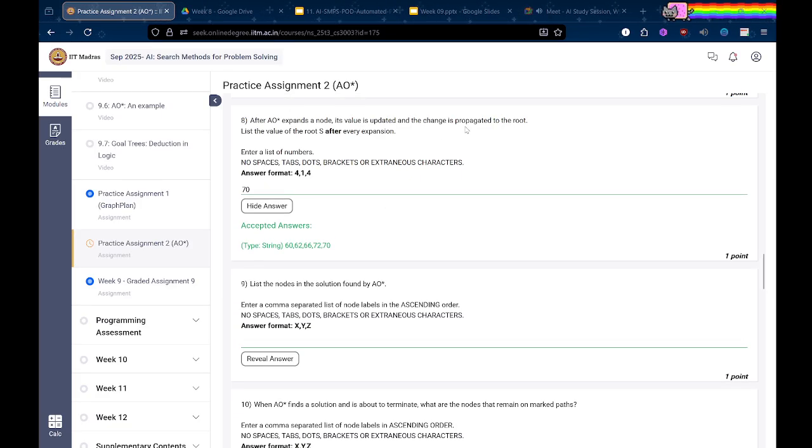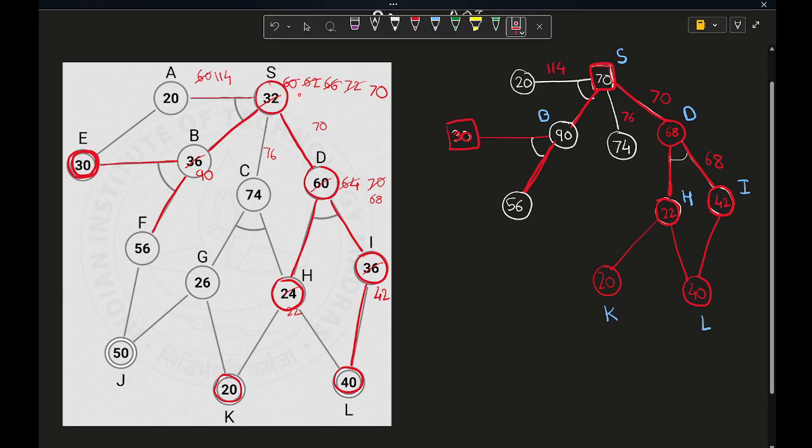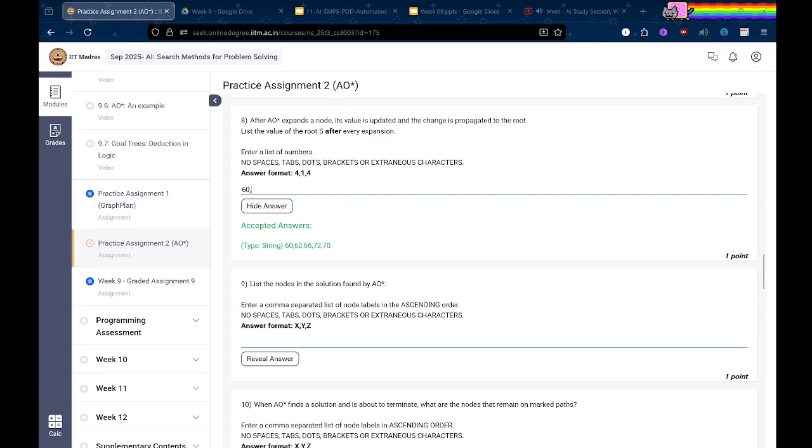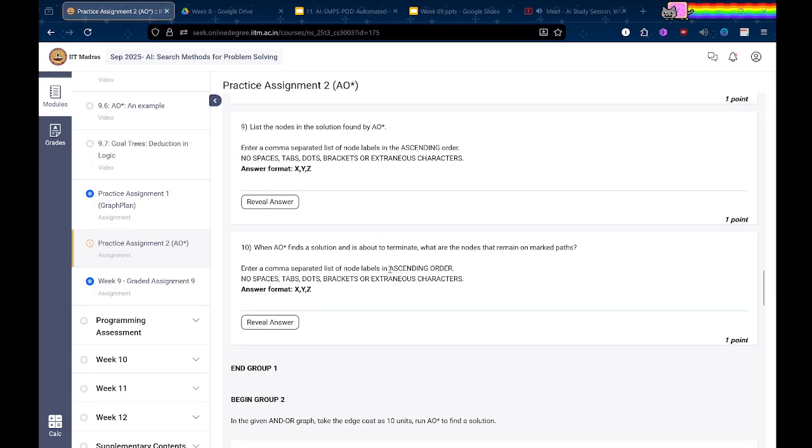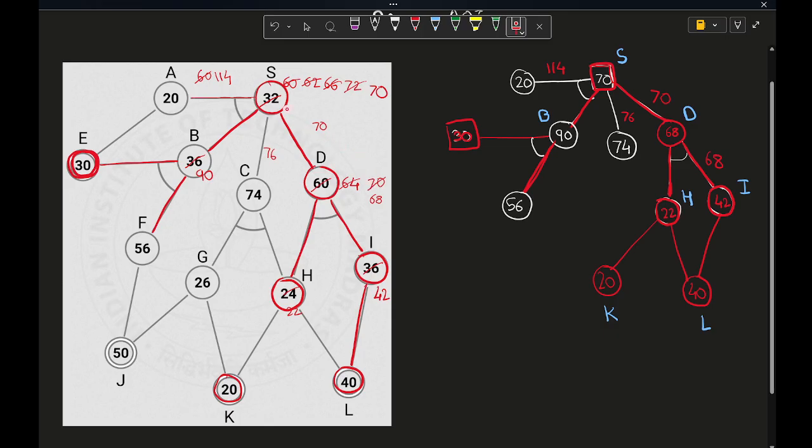So now this is talking about all the values of S, right? So we have this right here: 60, 62, 66, 72, 70. Which now matches. Now, list the nodes in the solution found by A star. S, D.